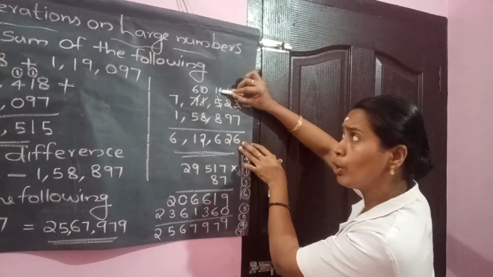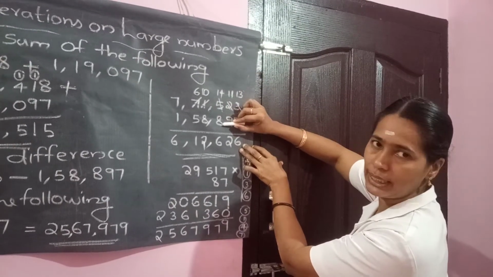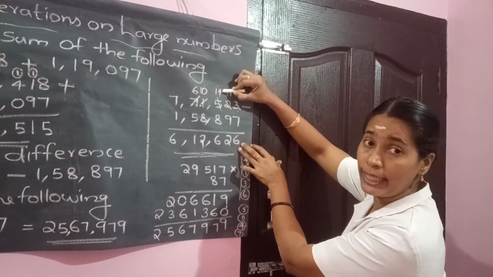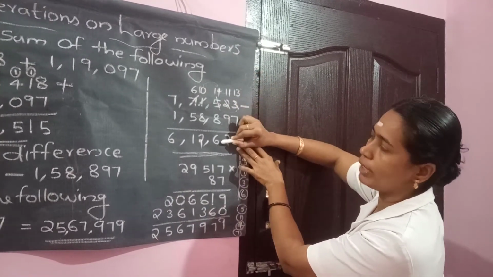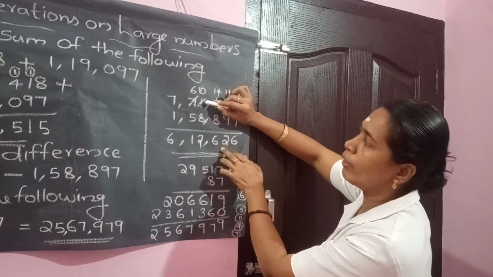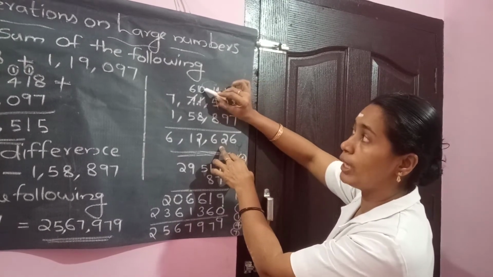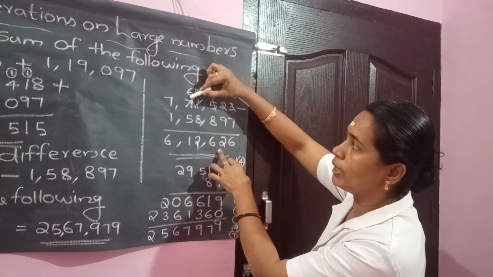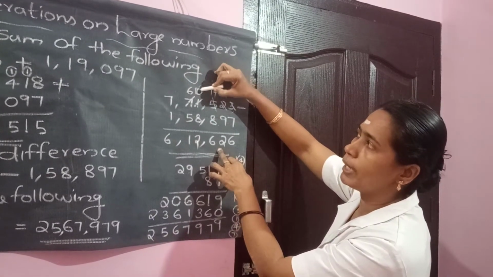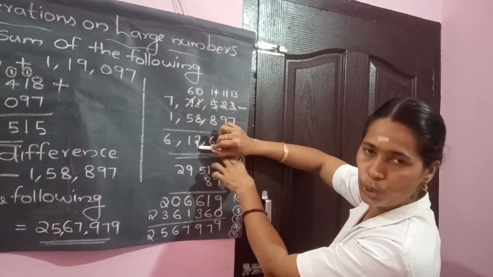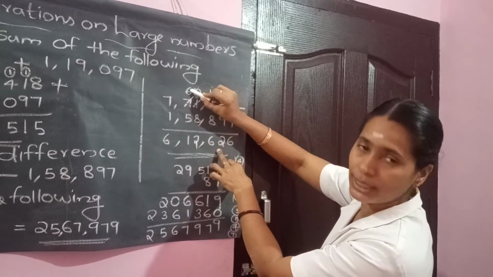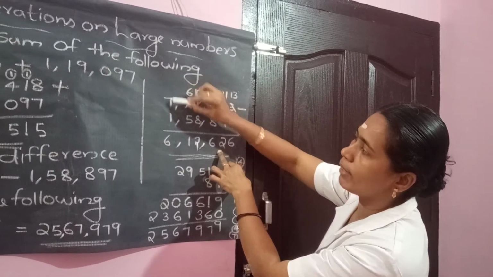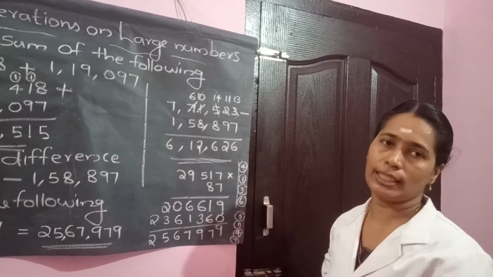Then we have 4 only. We can't subtract 4 minus 8, so again borrow from here. This number becomes 14. So 14 minus 8 is 6. Similarly here, 1 has already been taken out, so only 0 remains. We can't subtract, so take 1 from this 7. This number becomes 10. 10 minus 8 is 2. And 7 is now 6. So 6 minus 5 is 1. And last we have 7 minus 1, directly 6.